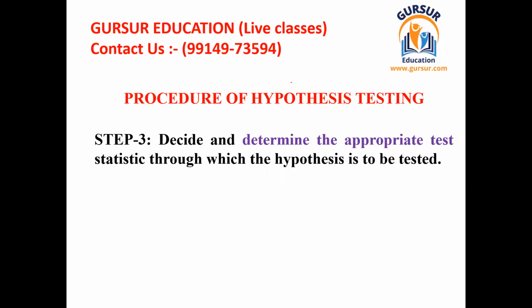The third is you have to determine the appropriate test. There are a number of statistical tests. First starts with the t-test. After the t-test comes the turn of the z-test. After that, there is the chi-square test. Then there is the F test. Then there is ANOVA. So these are some statistical tests, and you have to determine the appropriate test as per the requirement of your data. This is step three.